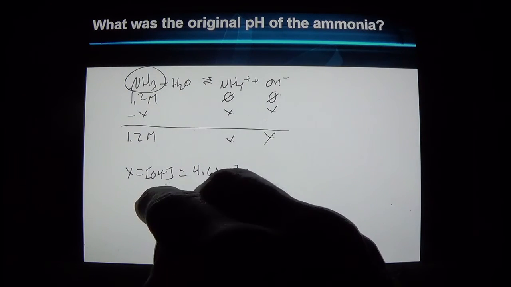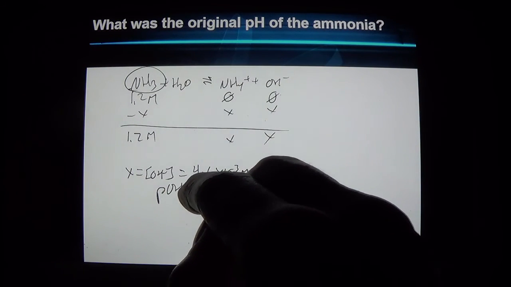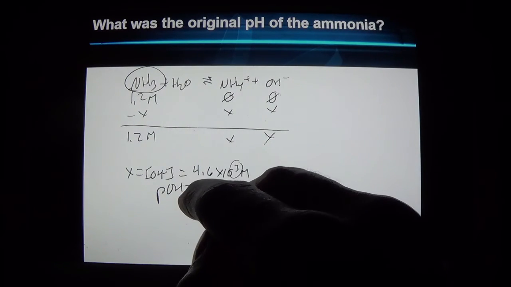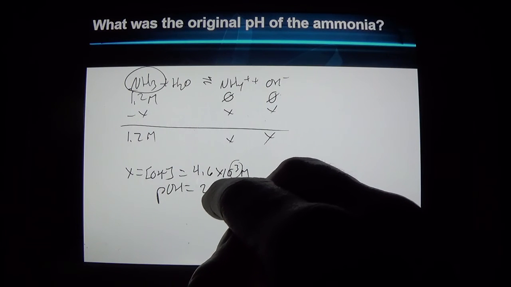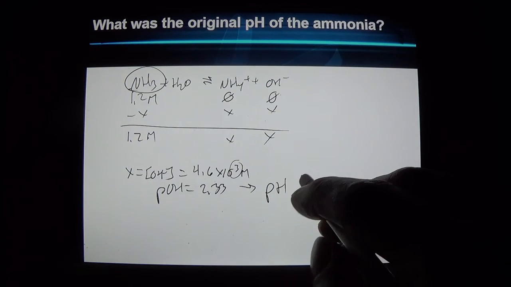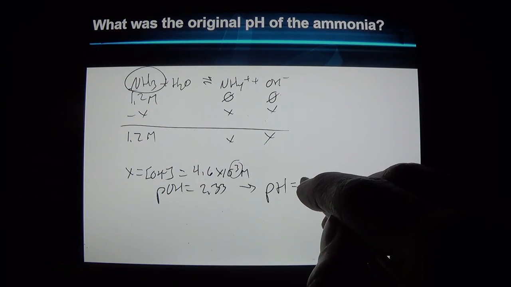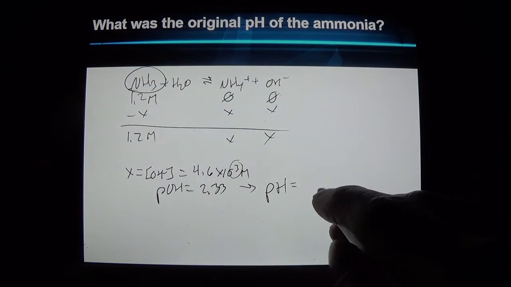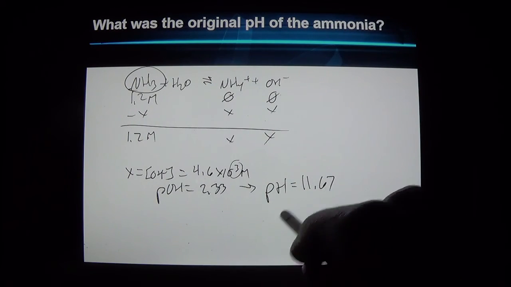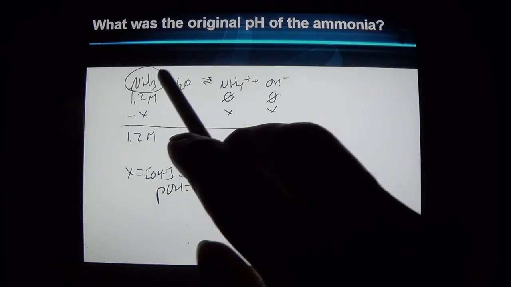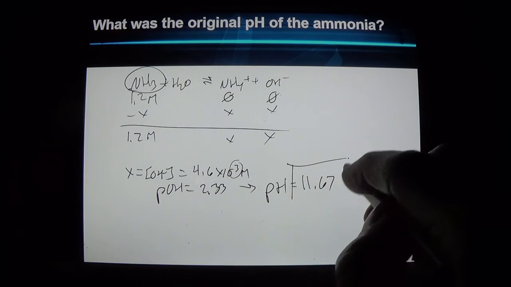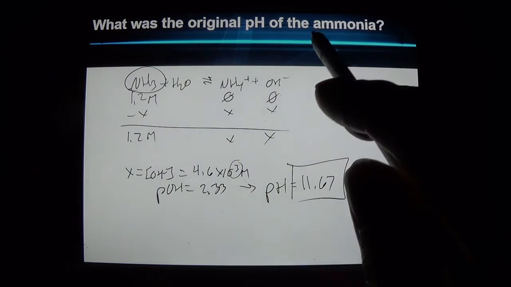And so now from that I can find a POH, negative log of that number. Go figure, it's going to be less than 3. So I get 2.33. And I'm going to turn that into a pH by taking 14 minus that. And this makes sense because I am working with a base. Ammonia being a proton acceptor is a base, and I get a pH that's in the basic region. And I do expect ammonia to be a weak base, not a strong base. That's why we're using those equilibrium arrows. So there's my pH to start with.